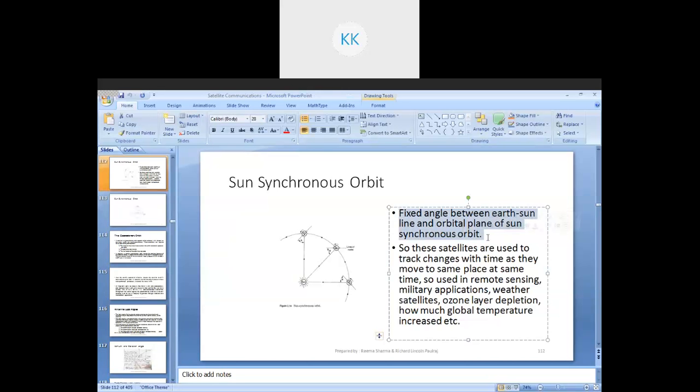We have seen that previously, right? Sun synchronous. Can someone tell me what is a sun synchronous orbit? Sun synchronous orbit.